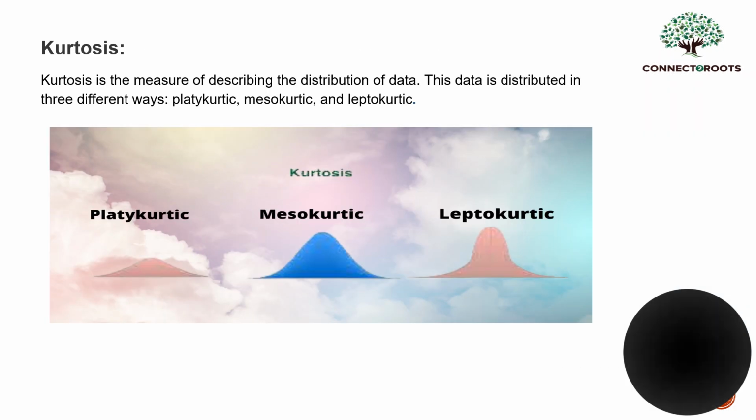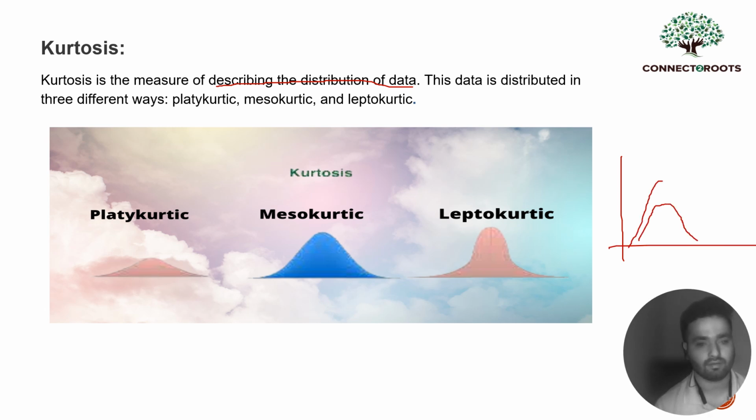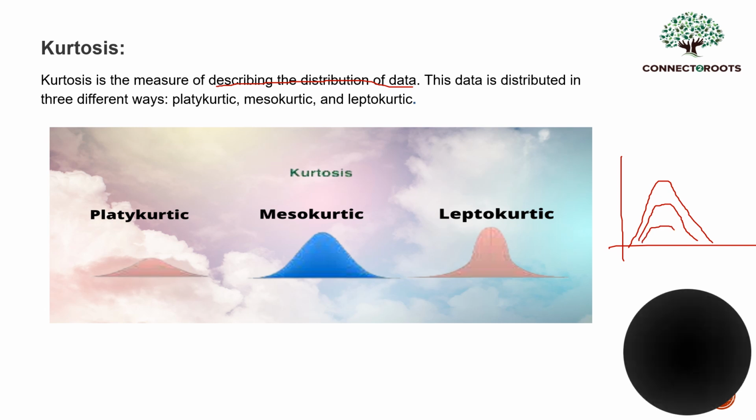So what is kurtosis? Kurtosis is a measure used to describe the distribution of your data. If you can see, it's on a scale. Say this is a scale and this is a graph, this is one node and this is another. You can see its highest data point will be 10, then 20, then 30. So it says how your data is skewed.